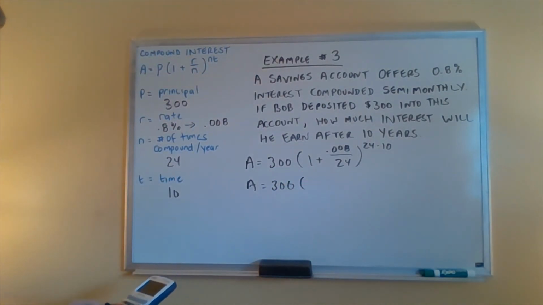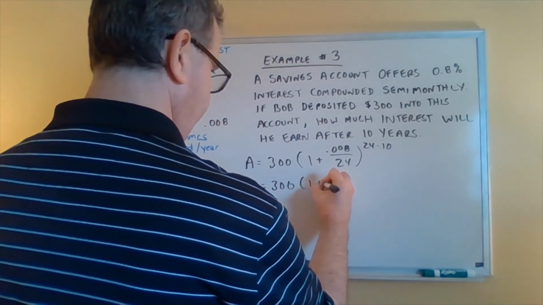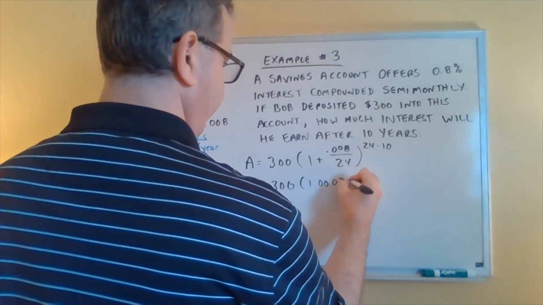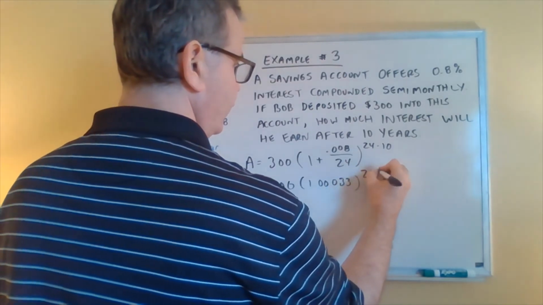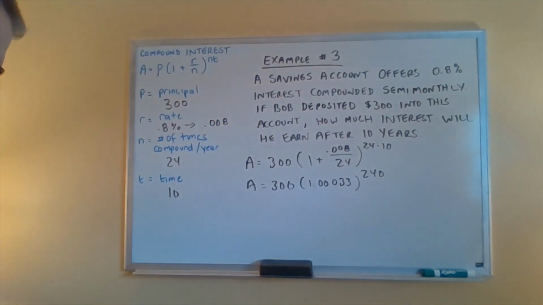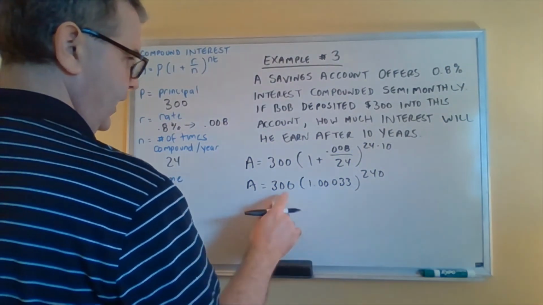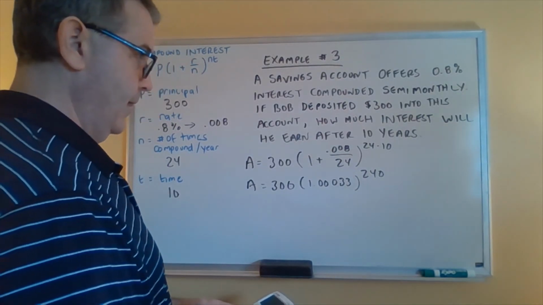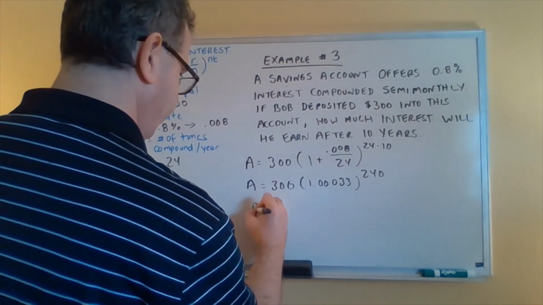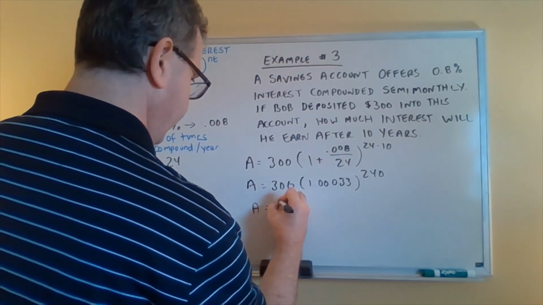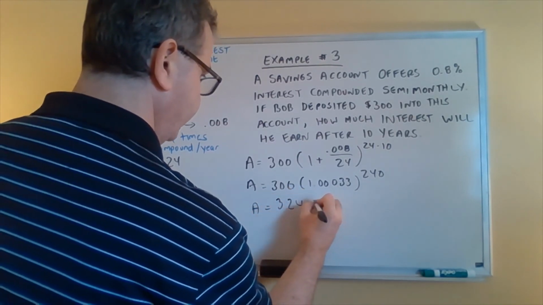So 0.008 divided by 24. We're going to add that to 1. And that's going to give us 1.00033 on the inside. And we're going to raise that to the 240th power. So let me go ahead and raise that to the 240th power. And I get 1.083 after I do this calculation. So I'm going to multiply that 1.083 times 300. And for my total amount after 10 years, I get $324.98.